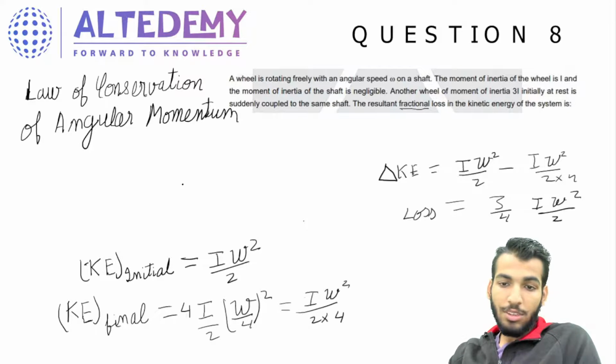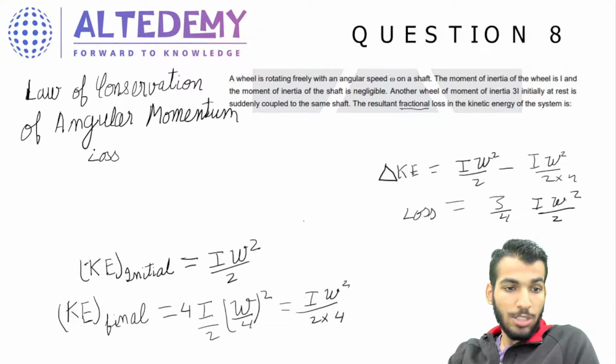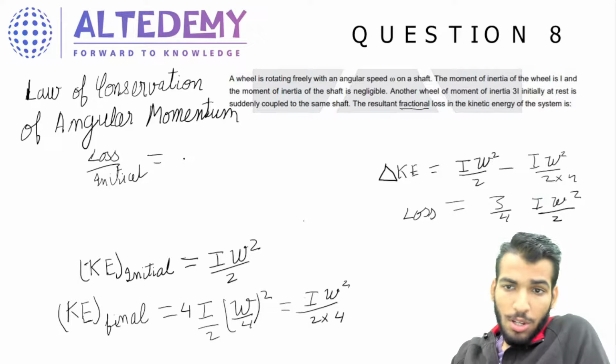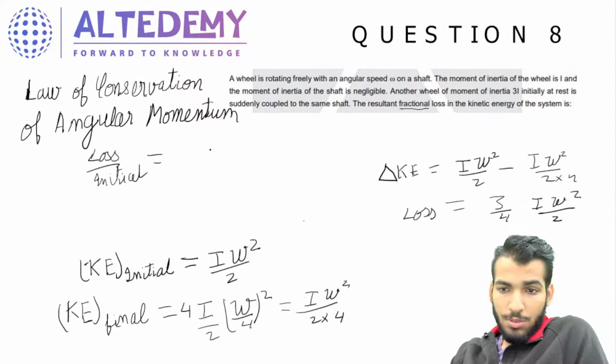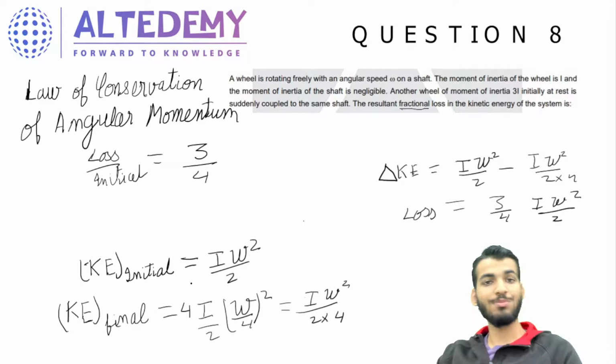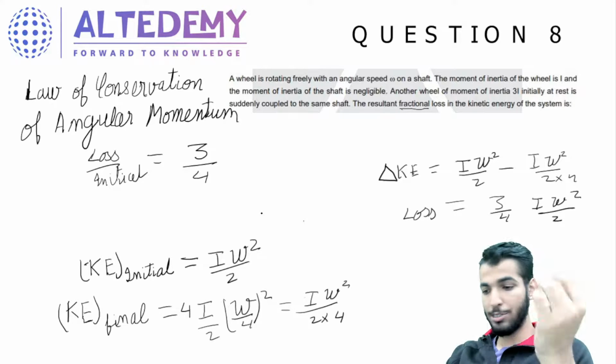So the fractional loss upon initial shall be equal to 3 by 4 basically. And that is the answer to this question. That's how we solve the question.